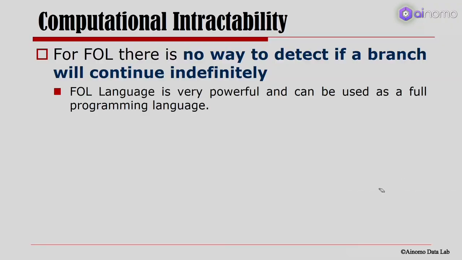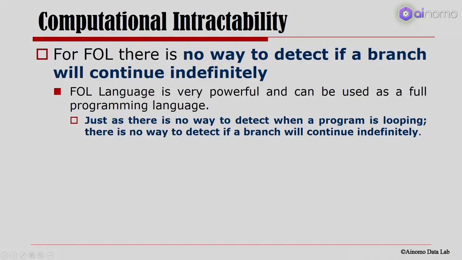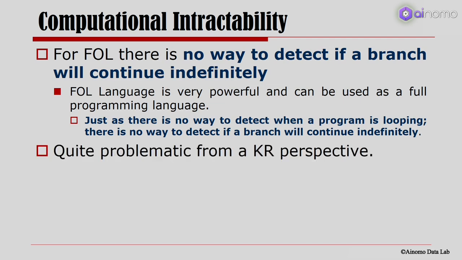Now, this is because first order logic, one needs to realize, is a very powerful language. In fact, it can be used as a full programming language. Therefore, just as there is no way to detect when a program is looping, there is no way to detect if a branch will continue indefinitely. This is quite problematic from a knowledge representation perspective.